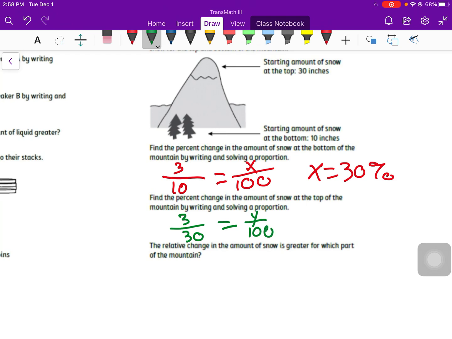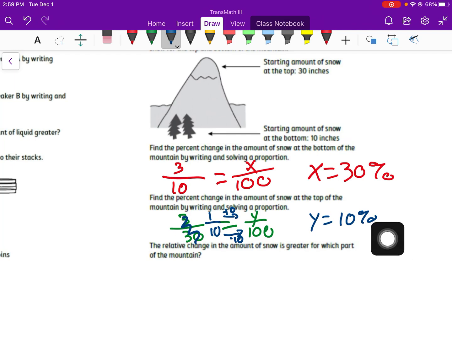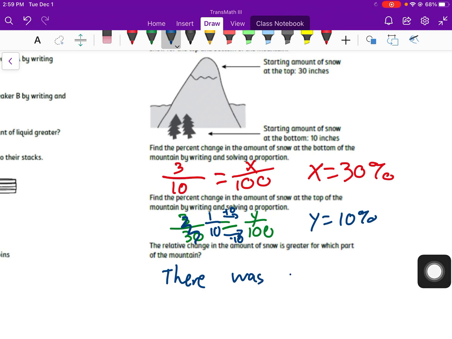All right, so we are right here. Like the last problem, we can't just take 30 times something to equal 100, but I can change 3 over 30 to 1 over 10 if I divide top and bottom both by 3. Now multiplying across by 10, I get that y is equal to 10%. So for the first time, the second number is actually a smaller change. So the relative change in the amount of snow is greater for which part of the mountain? There was a greater change at the bottom of the mountain.